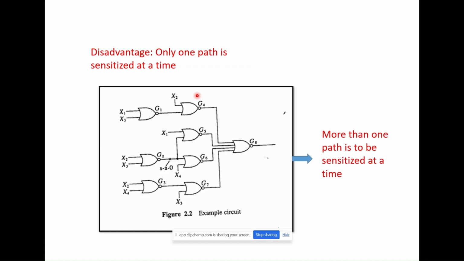So what is the disadvantage of this path sensitization method? The thing is, more than one path may need to be sensitized at the same time. If the scenario is like that, we cannot employ this methodology. So this is the drawback of this method, which can be proved using the circuit example given here. When more than one path is sensitized, we cannot identify the actual location of the fault using this method.